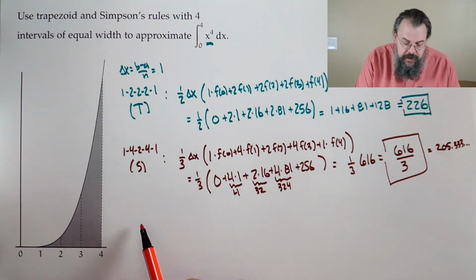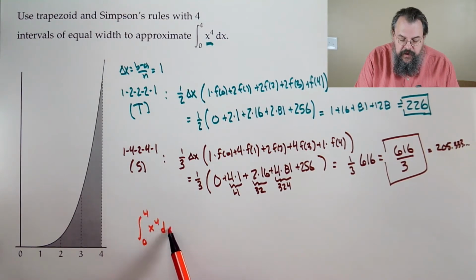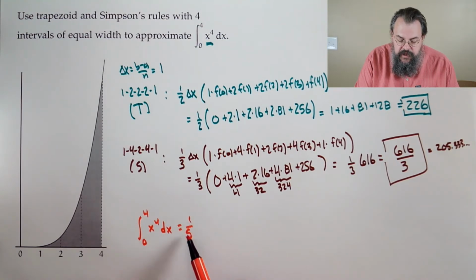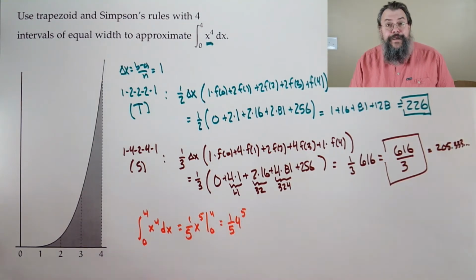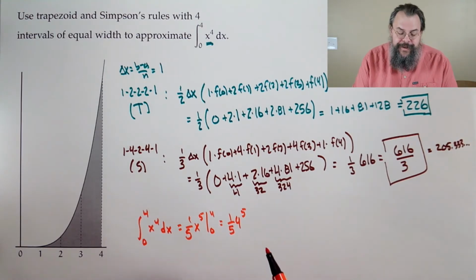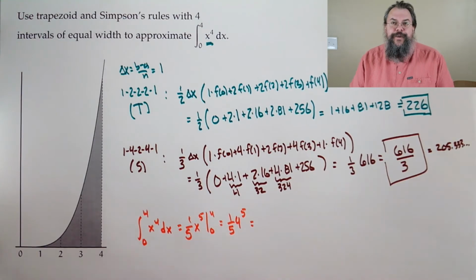All right. Well, the thing is, we can do it. Not all the integrals we can, but this one we can. So this is the integral from 0 to 4 of x to the fourth dx. Well, that's 1/5 x to the fifth from 0 to 4. Okay, well, that's 1/5 times 4 to the fifth. Now, what is 4 to the fifth? Well, maybe that's not so obvious, but it's not so bad.